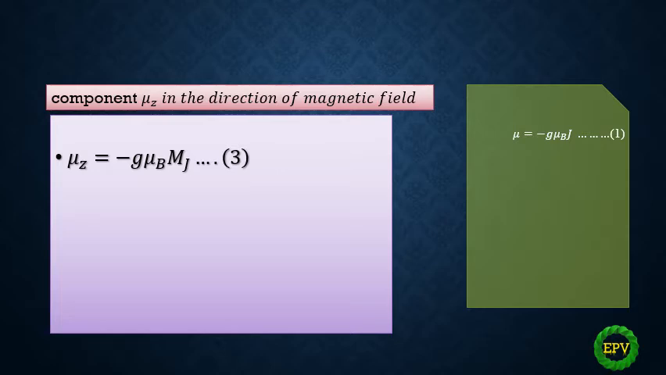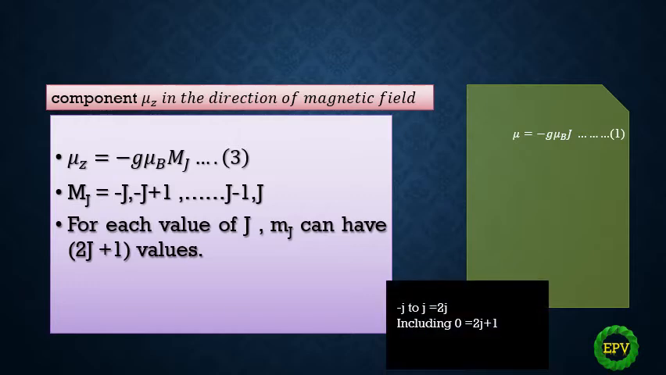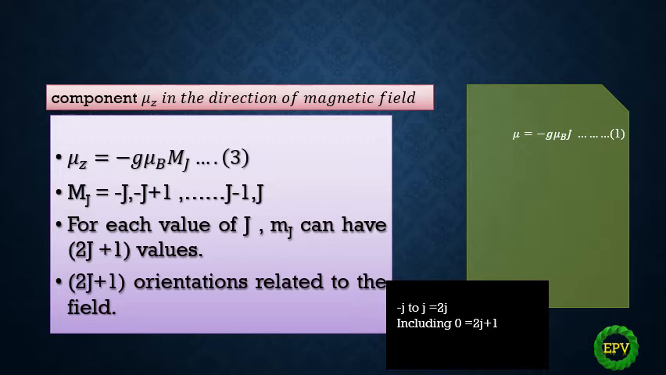How do we get 2j plus 1 values? That is, minus j to j has 2j, and including 0, we get 2j plus 1 values. Which means that there are 2j plus 1 orientations related to the field.